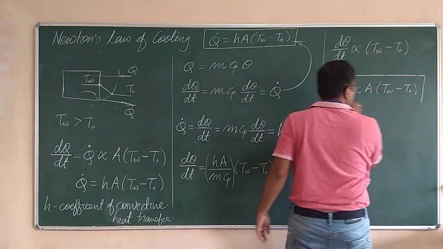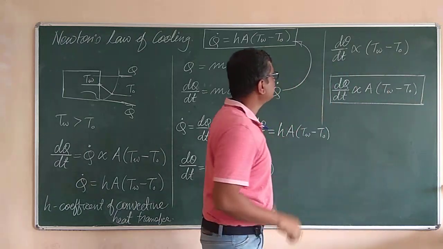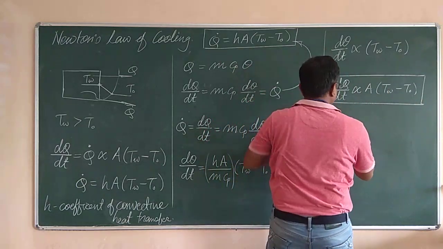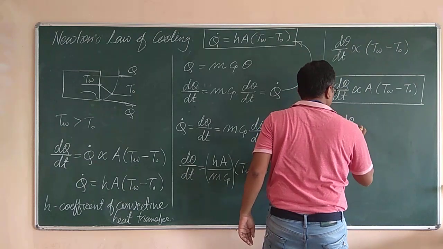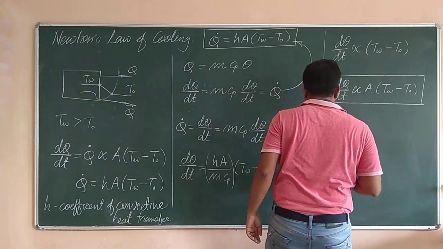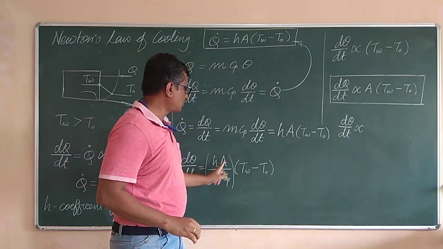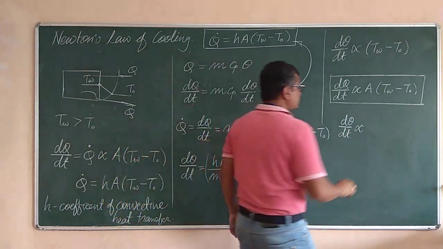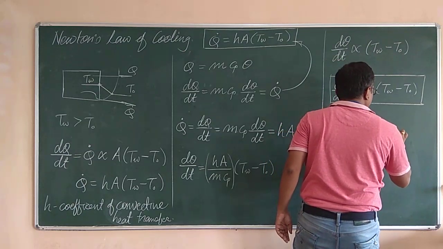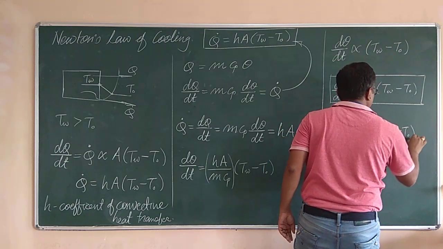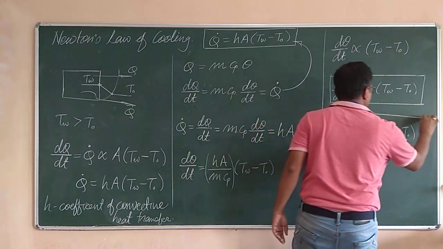And in one more way we can define Newton's law of cooling, that is this way. d theta by dt is proportional to, if I take this A also out of the constant and make it a variable, A into (Tw minus T naught). So this is one more statement of Newton's law of cooling.